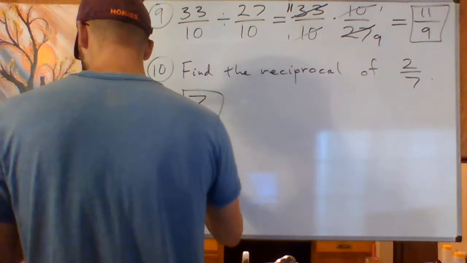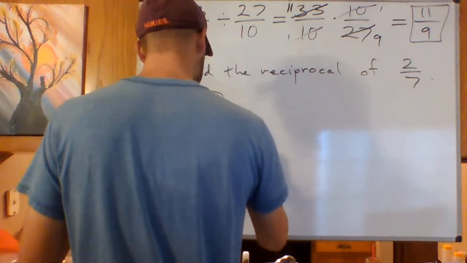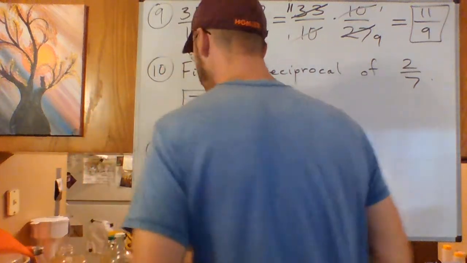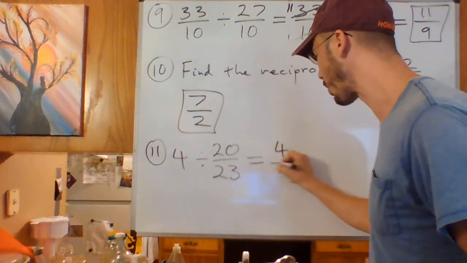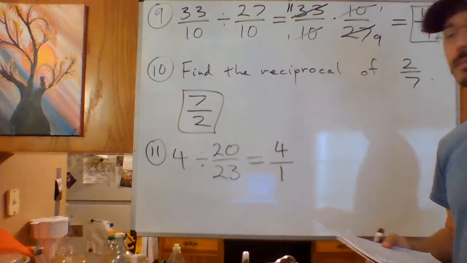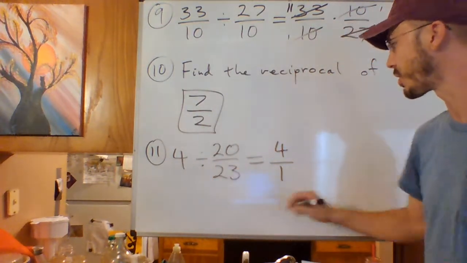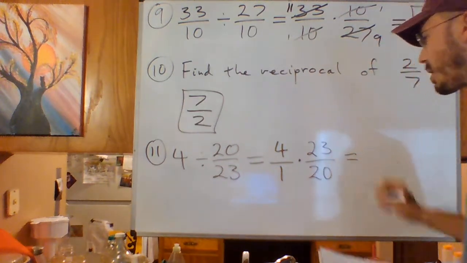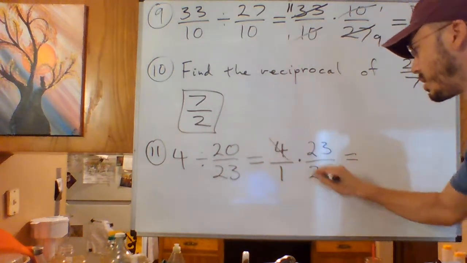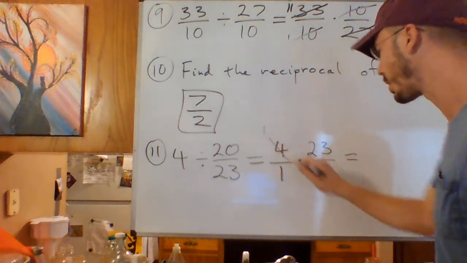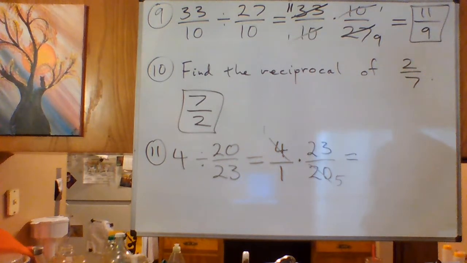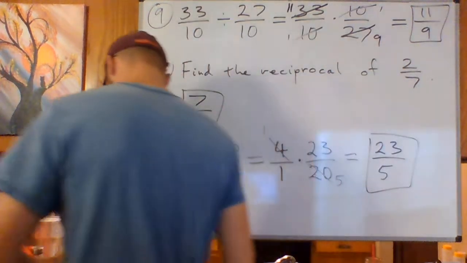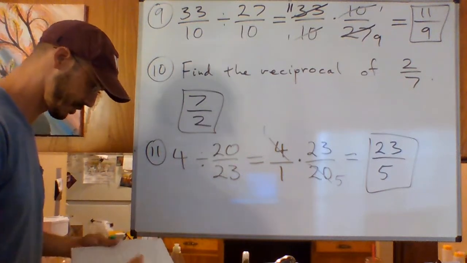Here's one that involves a whole number divided by a fraction. I'm going to do what I just said with the whole number. I'm going to write that as 4 over 1, and then divided by 20/23 is the same as multiplying by 23/20, multiplying by the reciprocal. Now here I can cancel a factor of 4, leaving 1 upstairs and 5 downstairs. 1 times 23 is 23. 1 times 5 is 5. All right.